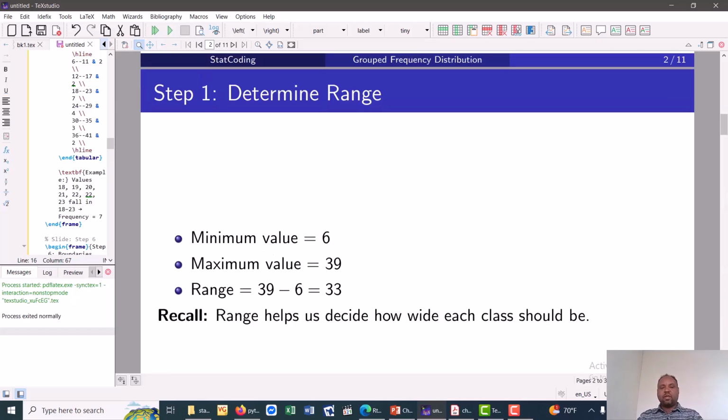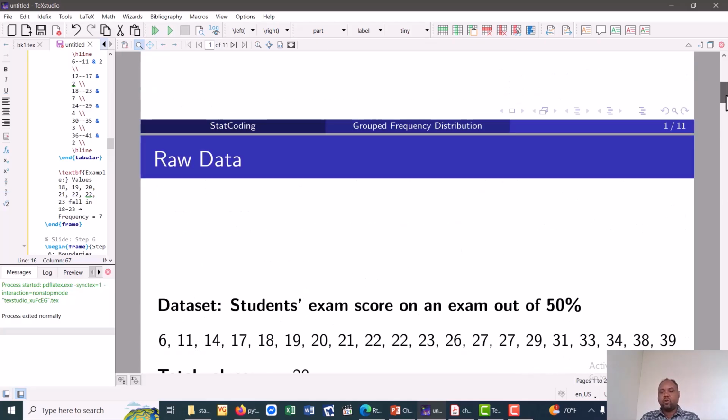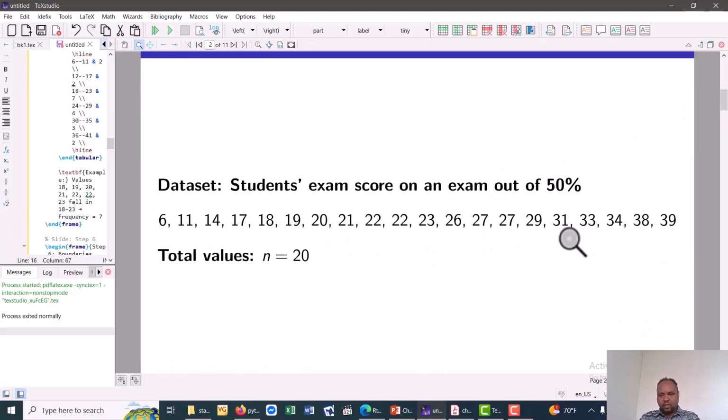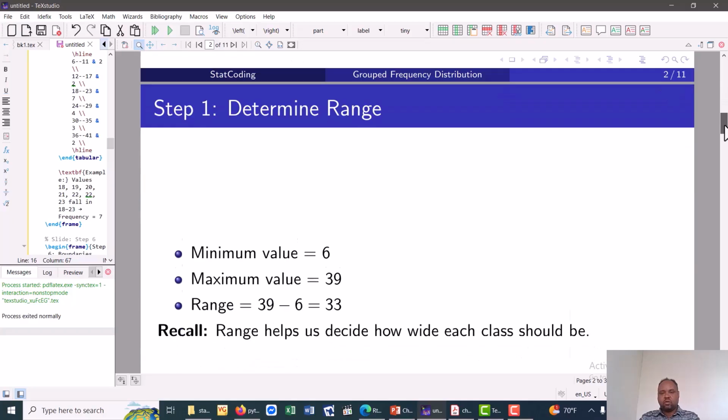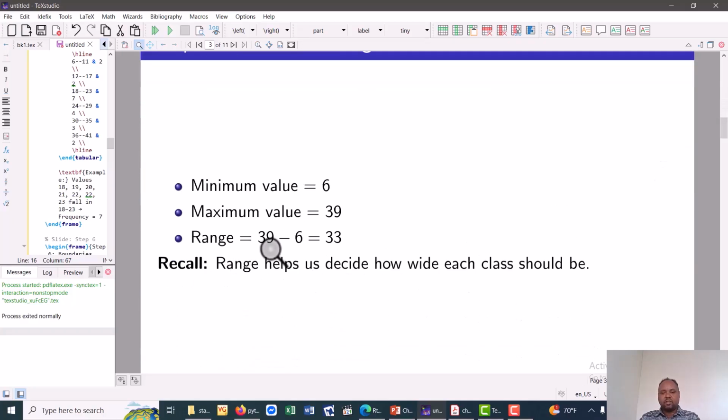So the first step is to determine the range of the raw data set. Range by definition is the discrepancy between the maximum value and the minimum value of the raw data set. The maximum value of our data set is 39, the minimum is 6. So the discrepancy is 39 minus 6, which is 33. This is nothing but the range. Range helps us decide how wide each class should be.